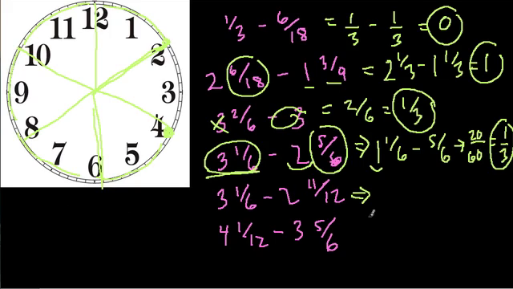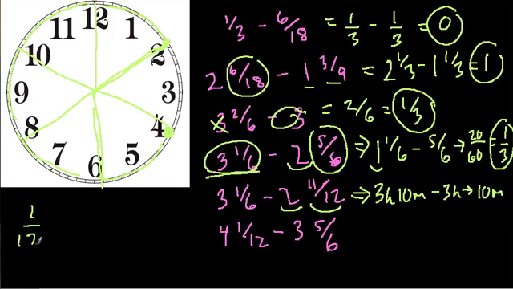So 3 and a sixth, that's like 3 hours and 10 minutes, right? Why don't we just take 3 hours away? And that gives us 10 minutes, right? Okay. This problem says take away 2 and 11/12. We said before in other videos that 1/12 is like 5 minutes, right? So 11/12 then has to be how many minutes? 55, because it's 11 fives. So we were supposed to take 2 hours and 55 minutes away. But to make the problem simpler, we took 3 hours away.